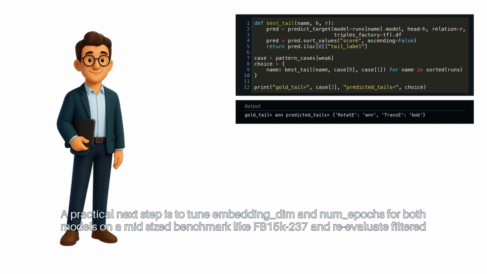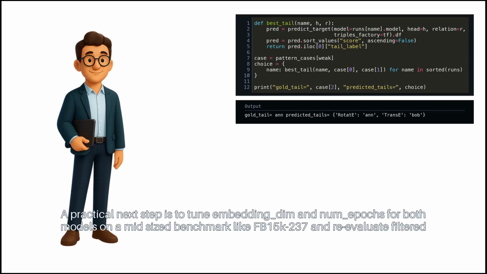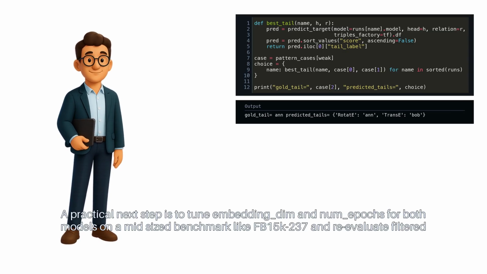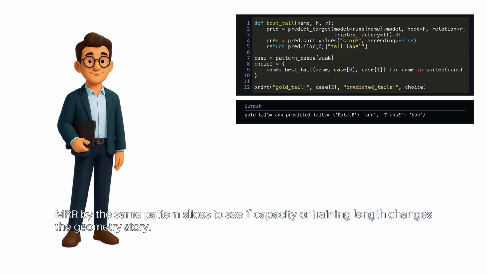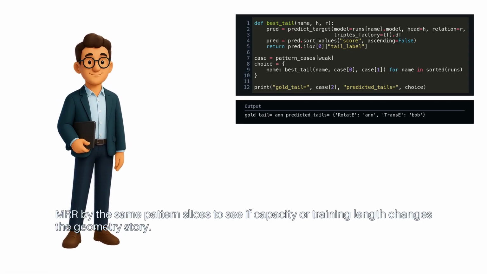A practical next step is to tune embedding dim and num_epochs for both models on a mid-sized benchmark like FB15K-237, and re-evaluate filtered MRR by the same pattern slices to see if capacity or training length changes the geometry story.